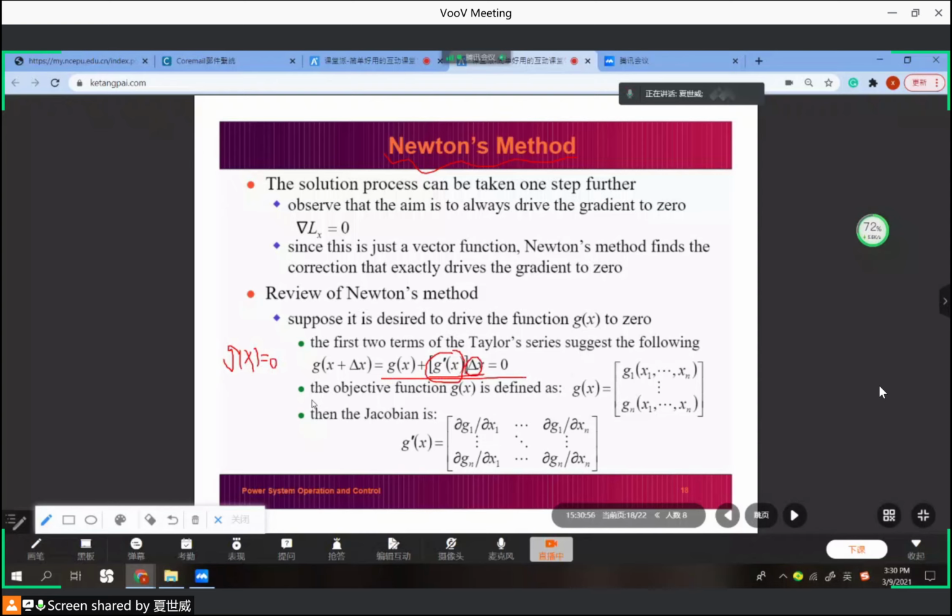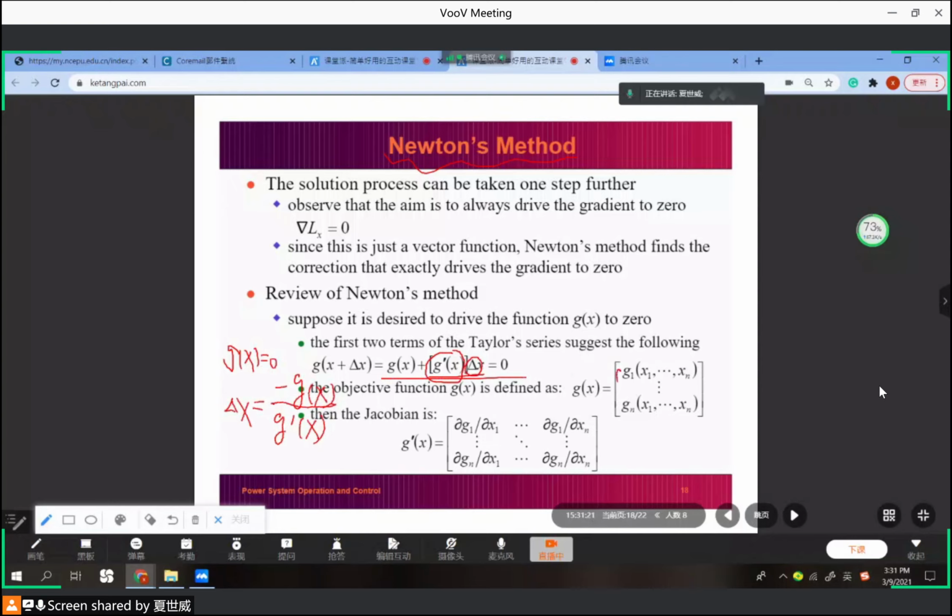How do you calculate delta x? Based on this, we will have delta x equals minus g(x) over the first order derivative of g(x). Okay, so this is just a single function.